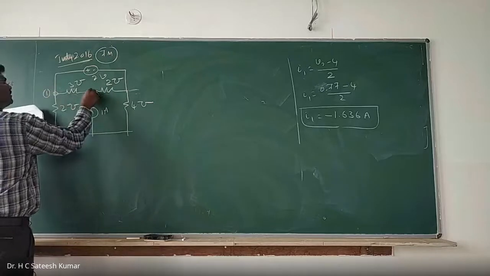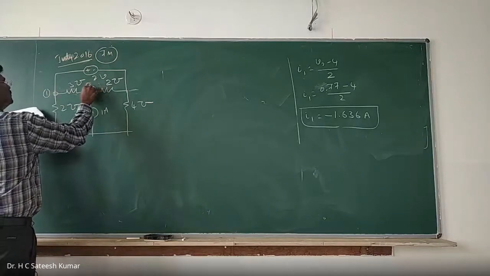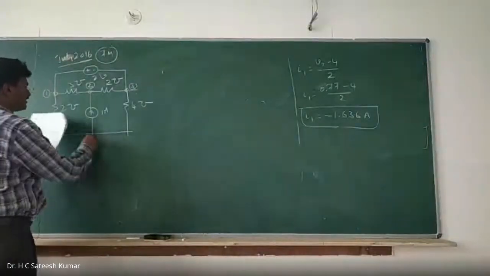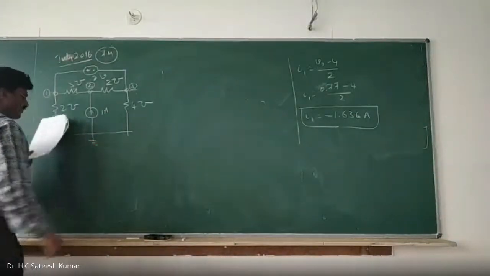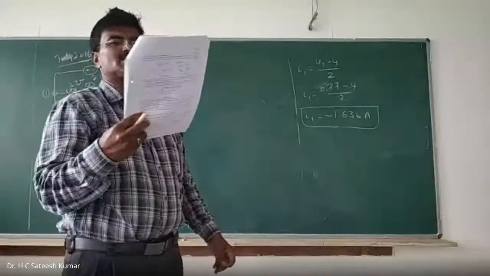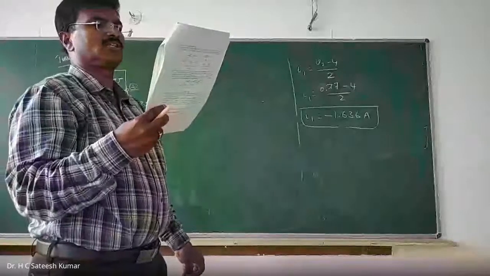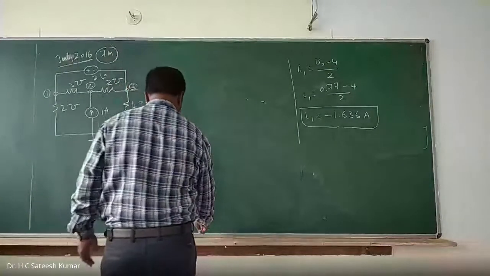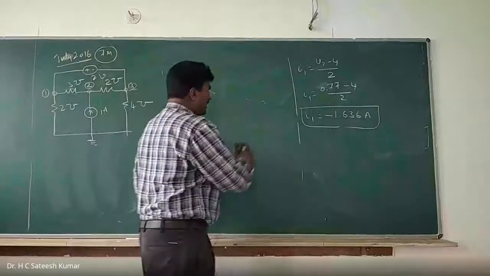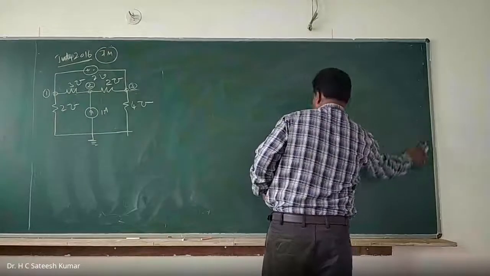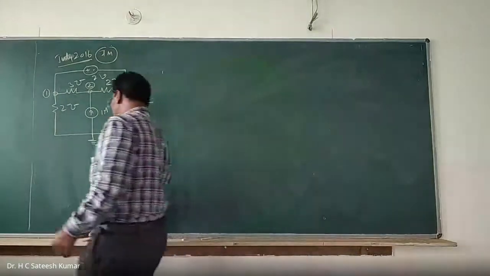Even node numbers he has given. This he has identified as 1, this one as 2, this one as 3, and the ground he has also mentioned. So all these things he himself has given in the question. The question is to find all node voltages, that is, you will have to find V1, V2, V3. Very simple, direct question, and real values, no need to worry. Calculations are less; the calculator will do everything.